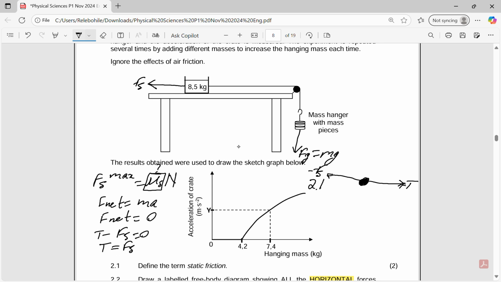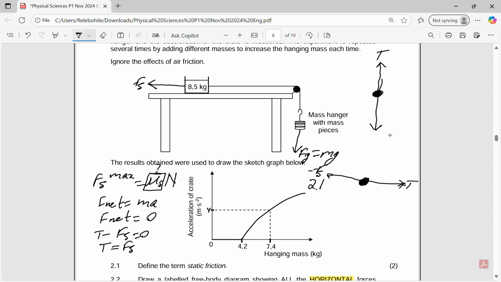But this won't be enough for us to get our answer. For us to get our answer, we will also have to look at our mass hanger. And if I draw the free body diagram of the mass hanger, and remember, here we are still saying that our object is stationary, or rather both these objects are stationary. So if I'm drawing the free body diagram of the mass hanger, this is what I will have.